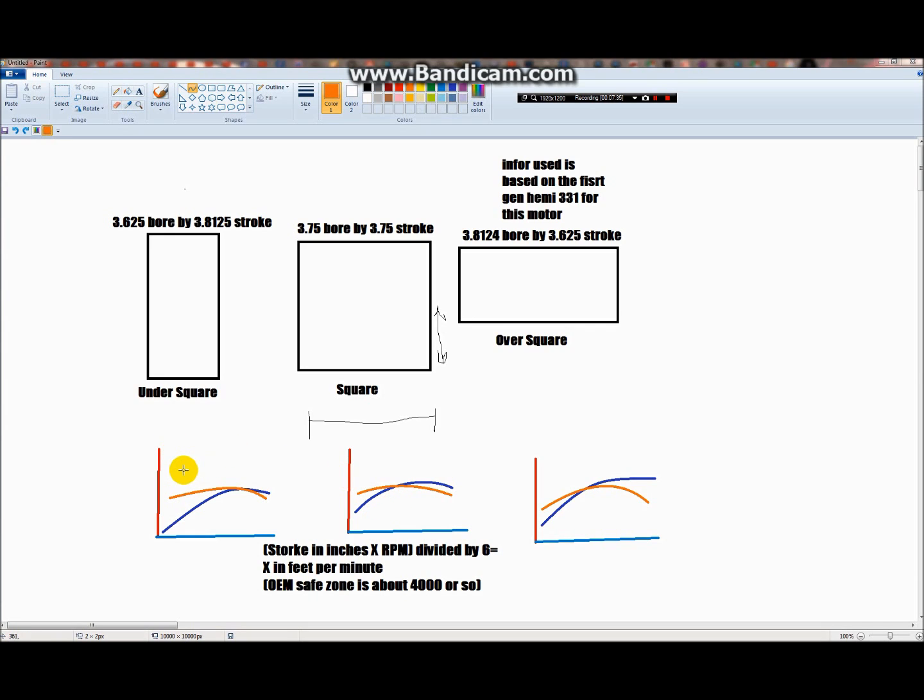Now, if I'm not mistaken, our undersquare motor is going to have a very flat horsepower curve because it cannot get up to the RPM that an oversquare motor can. There's a reason for this. Stroke in inches times RPM, a given number, divided by 6 gets you a piston speed in feet per minute. Note that OEM stock bottom ends are not really safe beyond 4,000. Now, that's the big factor.